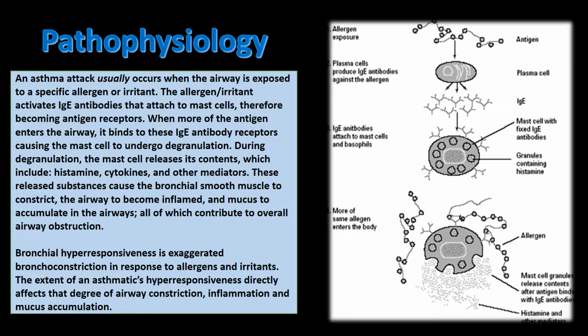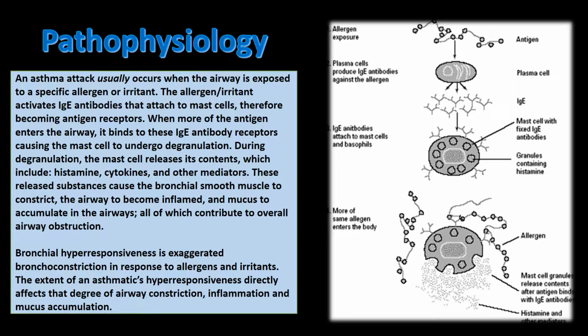These substances cause the bronchial smooth muscle to constrict, the airway to become inflamed, and the mucus to accumulate inside of the airways, all of which contribute to the overall airway obstruction seen in an asthma attack. Bronchial hyperresponsiveness is exaggerated bronchoconstriction in response to allergens and irritants. The extent of an asthmatic's hyperresponsiveness directly affects the degree of airway constriction, inflammation, and mucus accumulation.